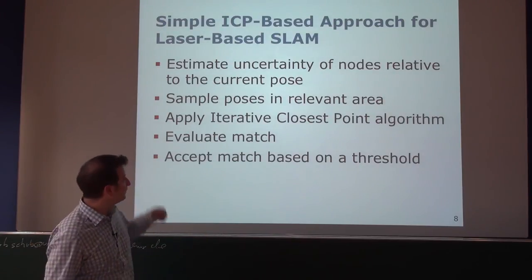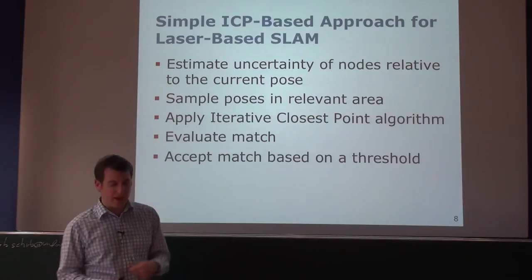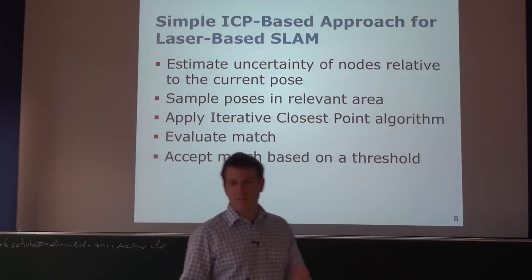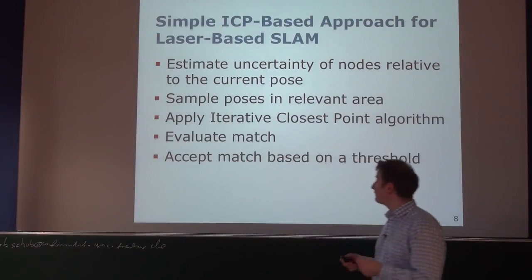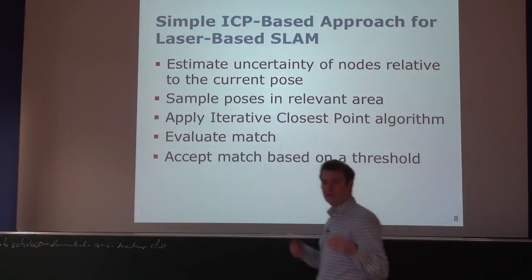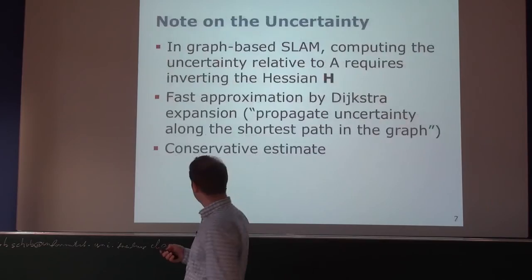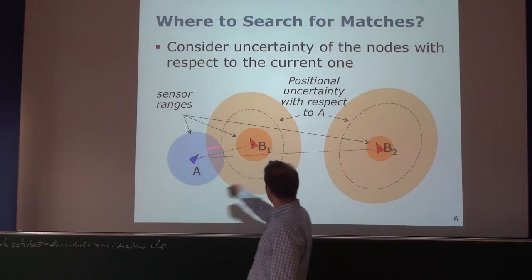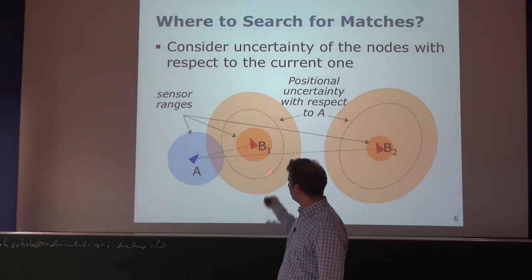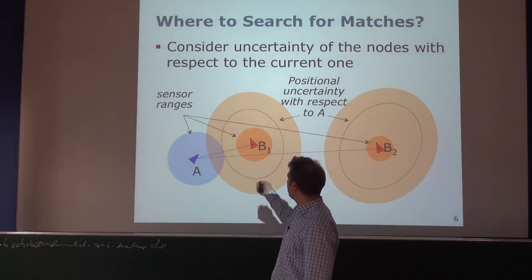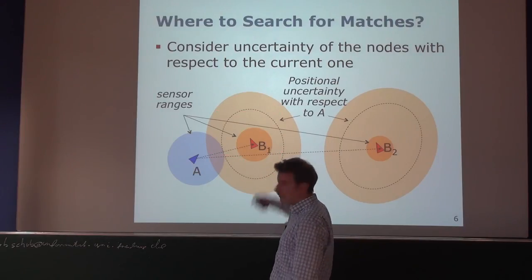Given we have that, we take those poses which are in the area, and we may just sample poses in those areas, just randomly draw poses. So if I go back to my example, we take A, and I select B as a good potential match. So just sample random locations here close to B.